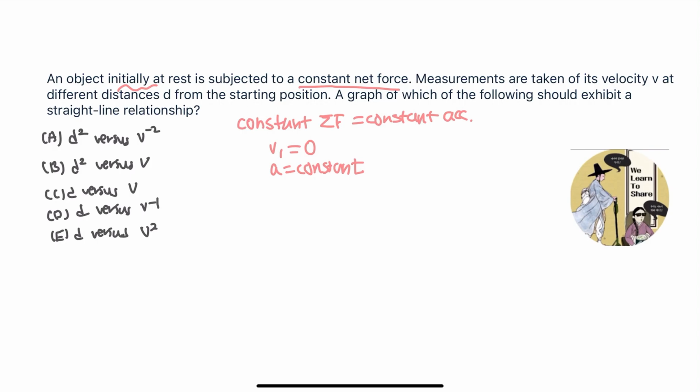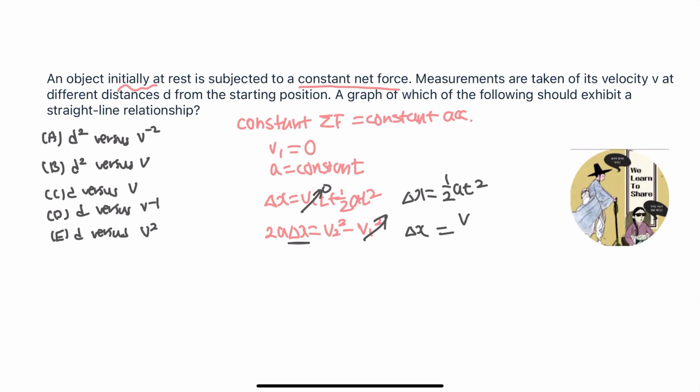So for example, if we say delta x equals v1 t plus 1 over 2 a t squared, we can see how this value goes to 0, and so delta x equals 1 over 2 a t squared. And then another formula, 2a delta x equals v2 squared minus v1 squared. Because the v1 squared goes to 0, we're also going to have delta x only on this side, which will be equal to v2 squared divided by 2a, right?